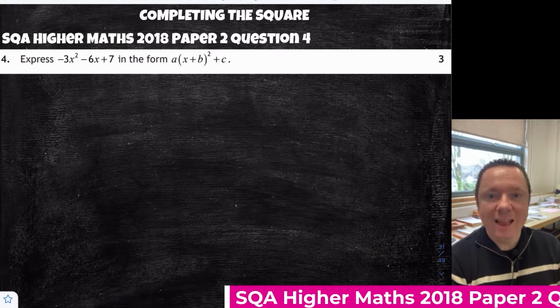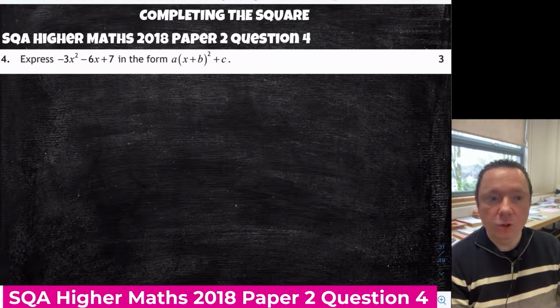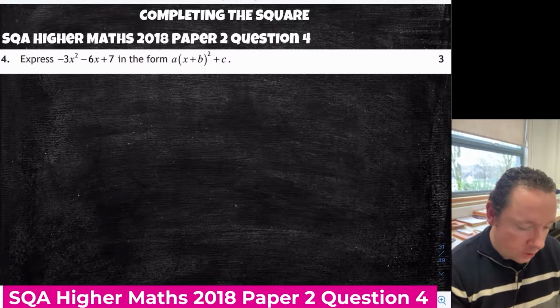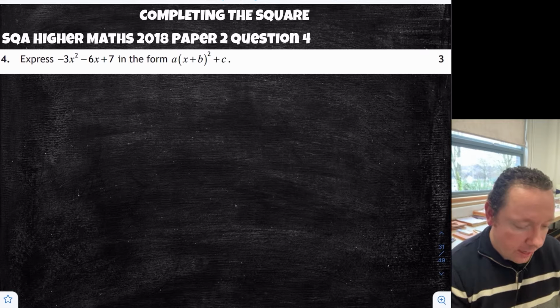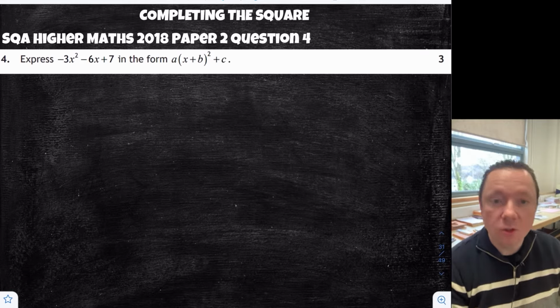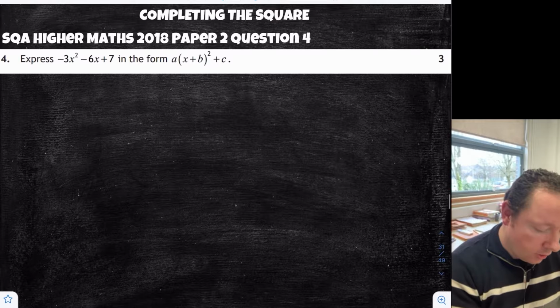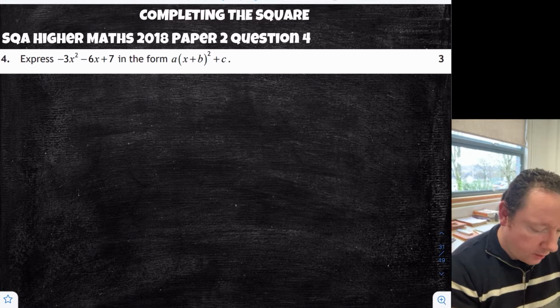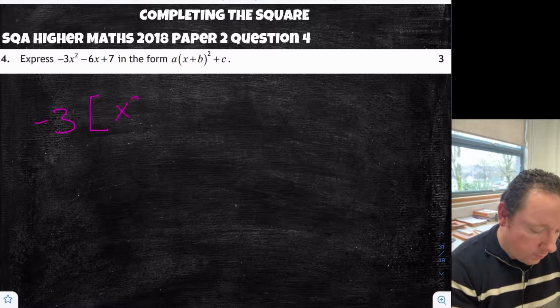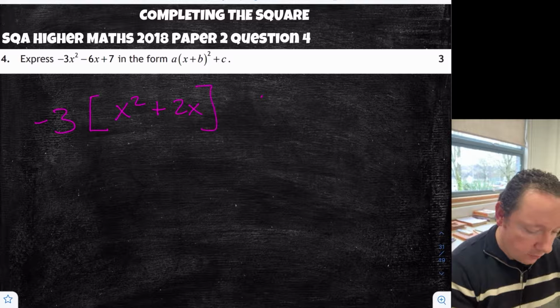And we're done there. SQA Higher Maths 2018, Paper 2, Question 4. Express minus 3x squared minus 6x plus 7 in the form a(x plus b) squared plus c. So completing the square on this. So we take our function and we take the common factor out, which is minus 3, of the first two terms. So that gives us minus 3. We've got x squared then plus 2x, because minus 3 times 2 is 6x, and then we've still got the plus 7 on the end.